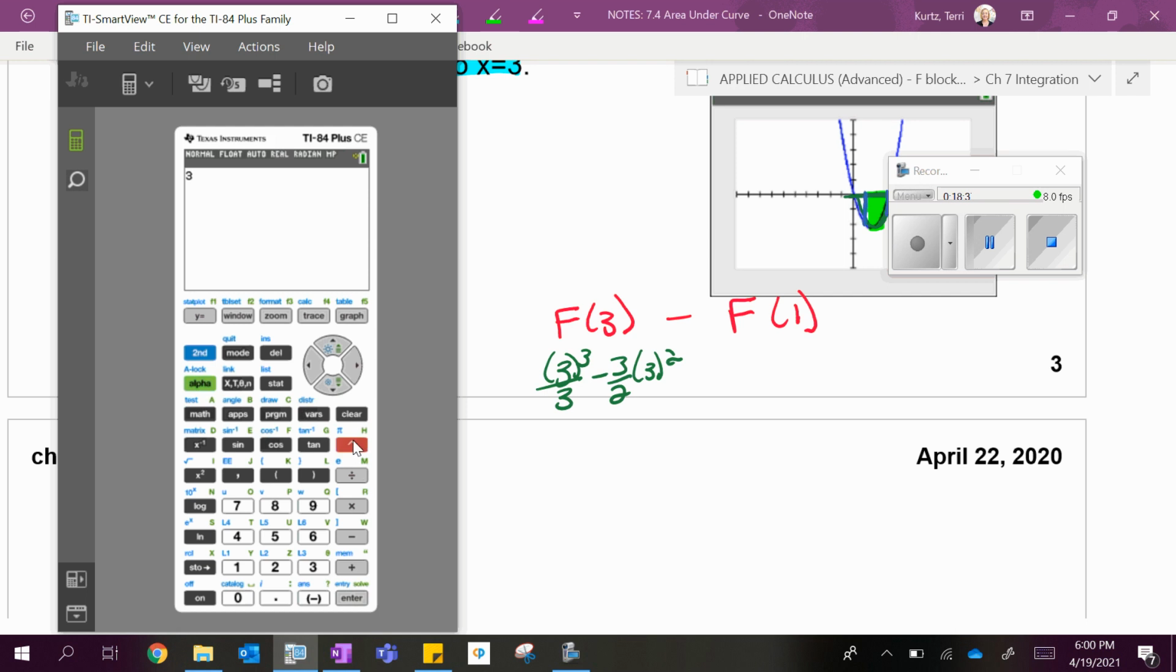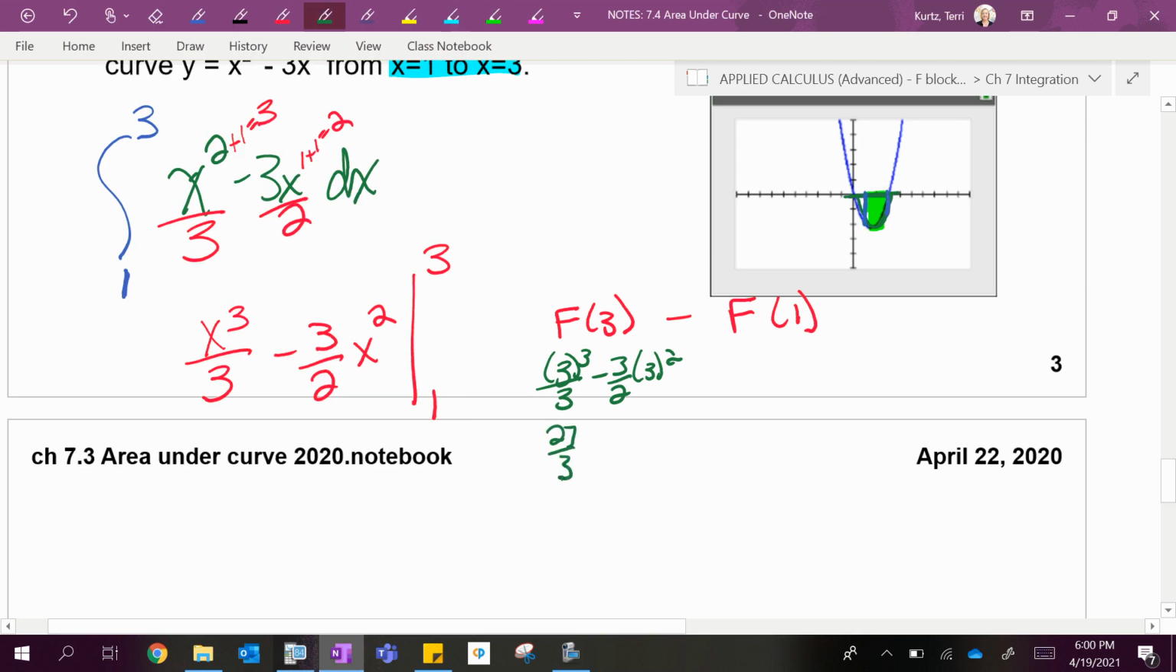So I've got 3 cubed divided by 3 minus 3/2 times 3 squared. And that gives me negative 4.5, which again, if we'd done this by hand, we would have gotten 27 over 3 minus 27/2. So we still have to do some conversion. But this value is negative 4.5.